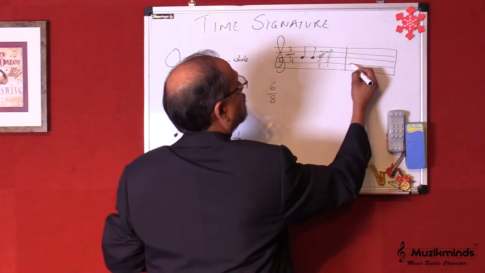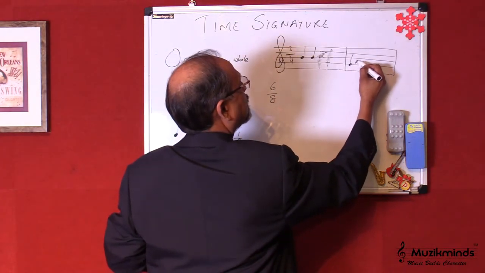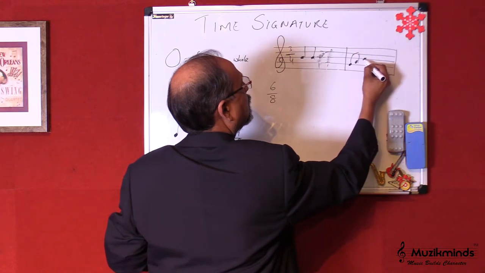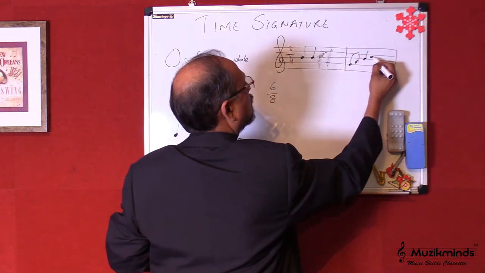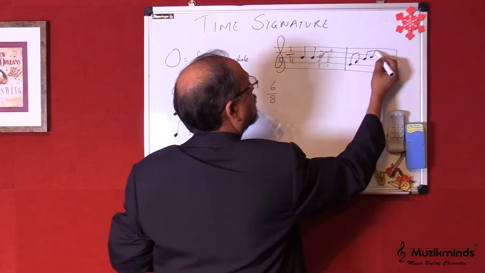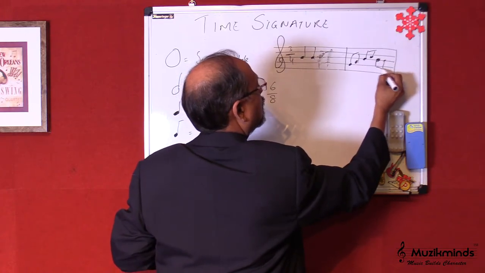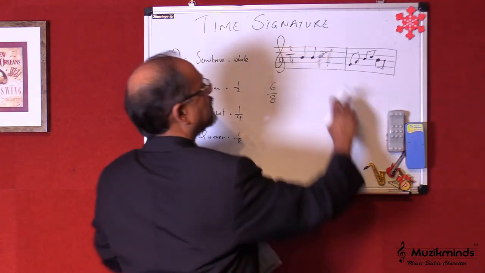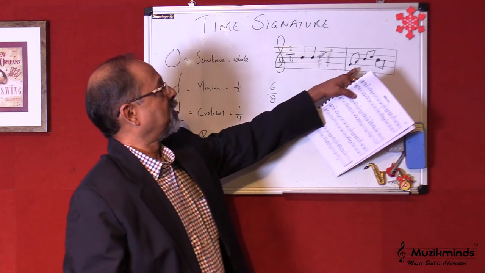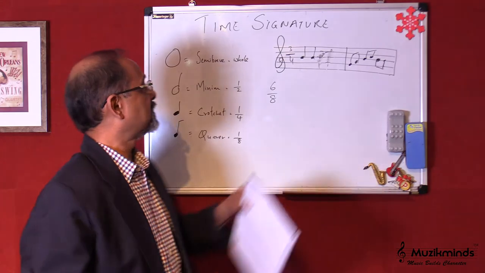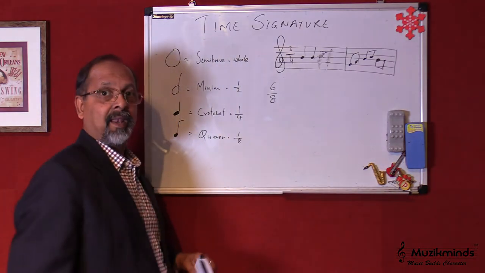So how would it be? It would be something like this. So this would mean there are 1, 2, 3, 4, 5, 6 quavers here. So the timing would be 6/8.